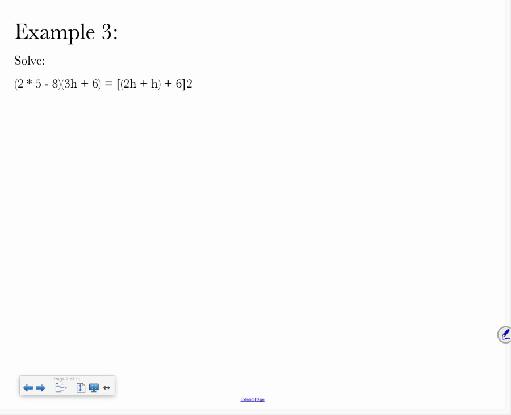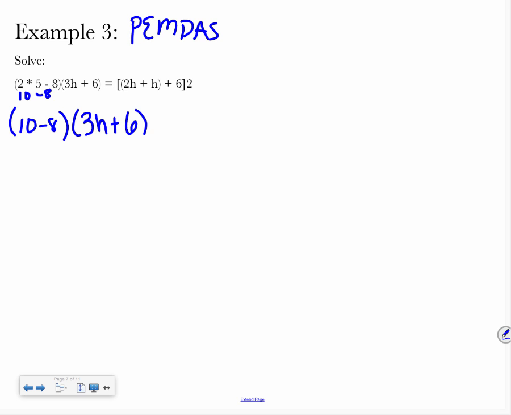So let's go through again. Our order of operations is really important. And we're going to start with our parentheses. So inside our first parentheses, 2 times 5 minus 8, which comes first, multiplication or subtraction? Multiplication. So we can say that this is 10 minus 8. Let's write it out there. We have 10 minus 8, and then we have 3h plus 6, since they don't share a variable, I can't simplify that any further. I'm just going to leave that.